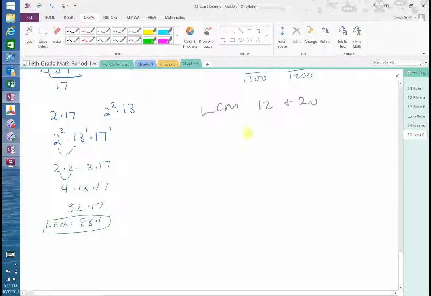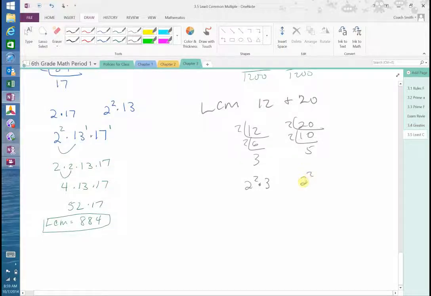12 and 20. If we prime factor 12, that would be 2 and 6, 2 and 3. So 2 to the second times 3. If I prime factor 20, that would be 2 and 10, 2 and 5. So that's 2 to the second times 5. Now, remember, you can use the factor tree for 12. That's 4 times 3, 2 times 2. You can use the factor tree for 20. 4 times 5, 2 times 2. You're still going to come up with the same prime factorization. I don't care which one of those you use.